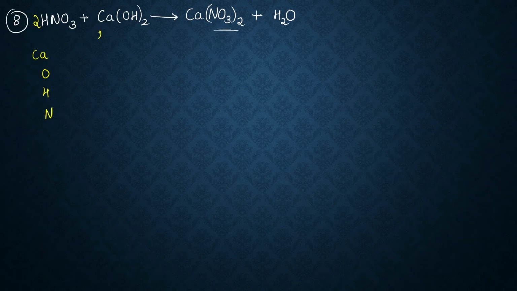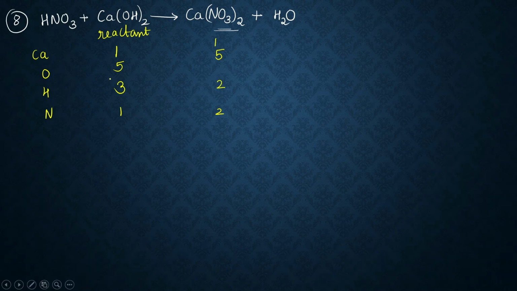So on the reactant side, I have one atom of calcium. I erase this. I'll be solving this one first. And nitrogen is 1. But oxygen is 3 plus 2, 5. Hydrogen is 1 plus 2, 3. And on the product side, calcium is again 1. Nitrogen is 2. And oxygen is 3 times 2, 6, plus 1, 7. And hydrogen is 2.